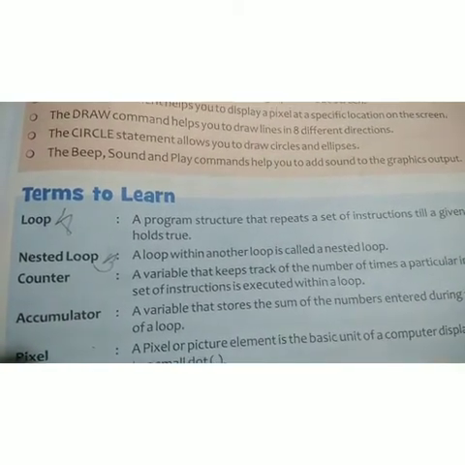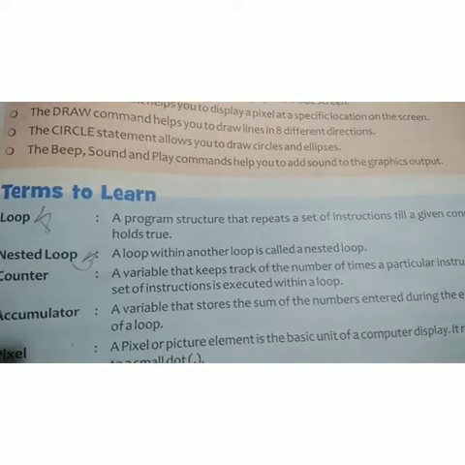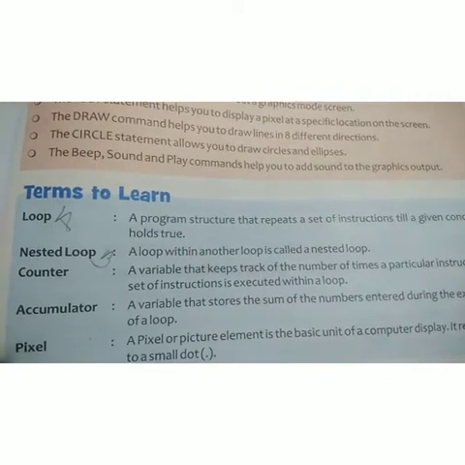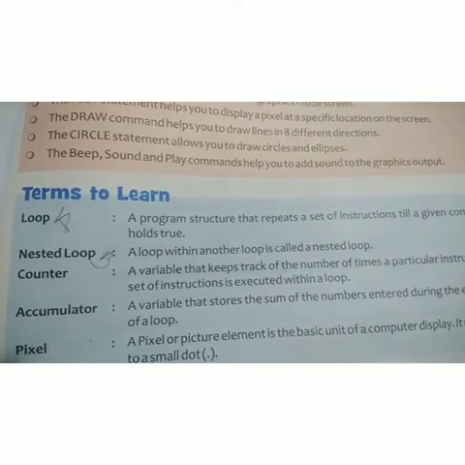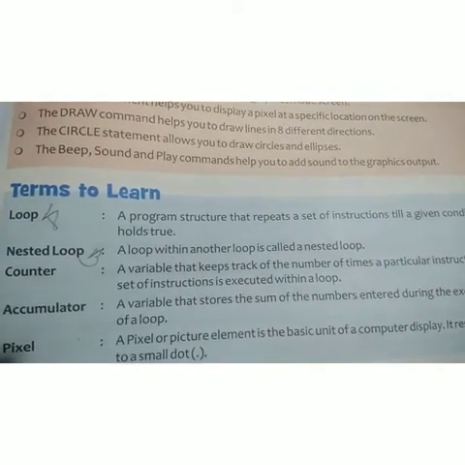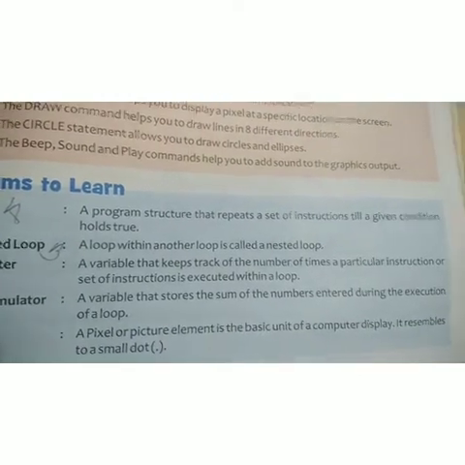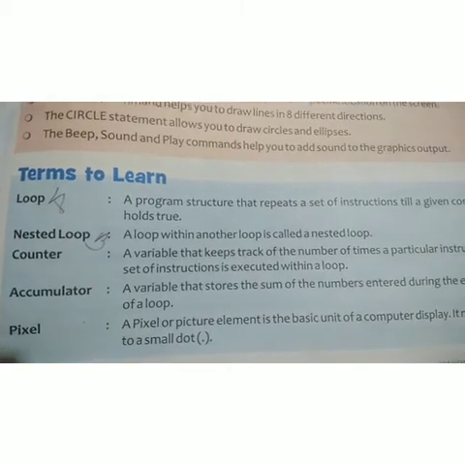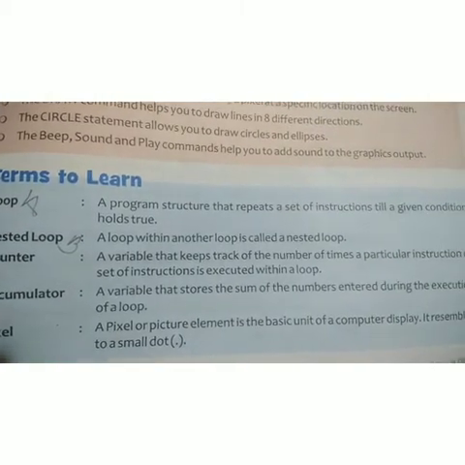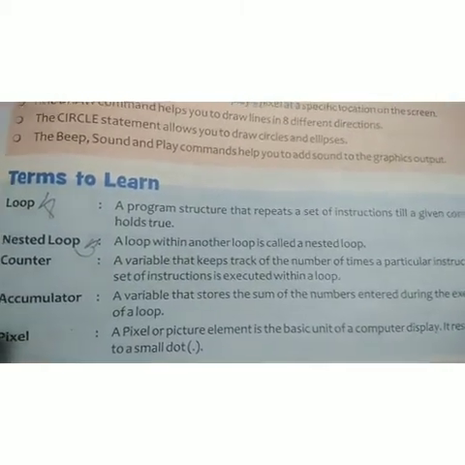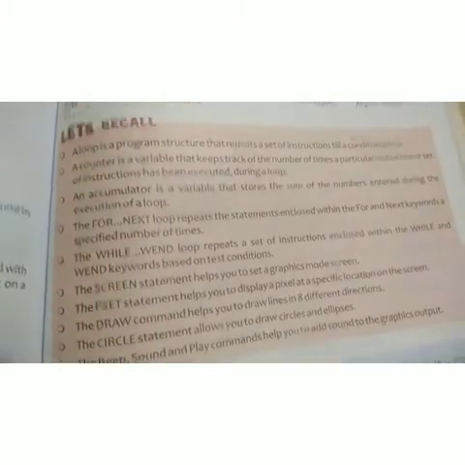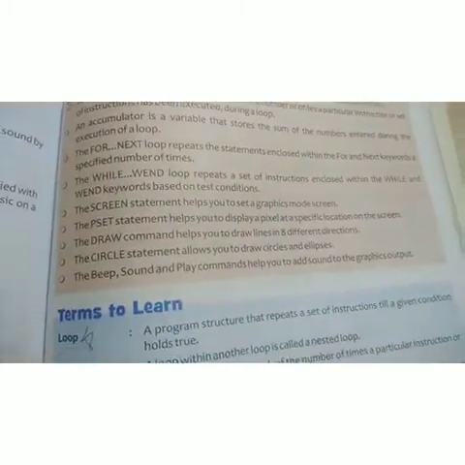Then counter: a variable that keeps track of the number of times a particular instruction or a set of instructions is executed within a loop. Then accumulator is a variable that stores the sum of the numbers entered during the execution of a loop. Then pixel, or picture element, is the basic unit of a computer display. It resembles a small dot and is known as a pixel. So students, just learn all this. Let's recall the terms to learn points.